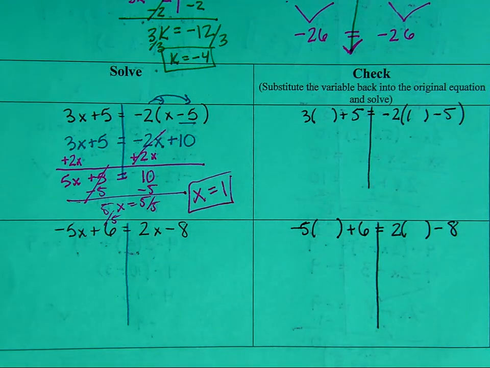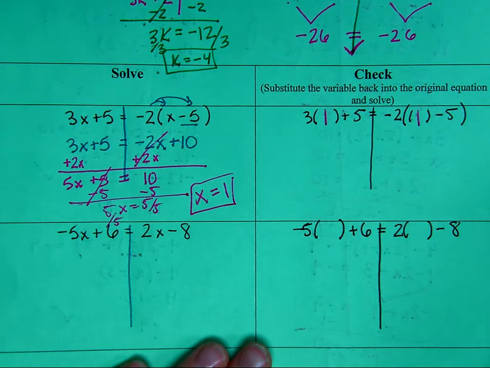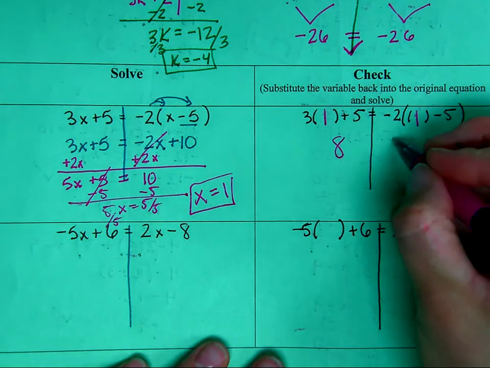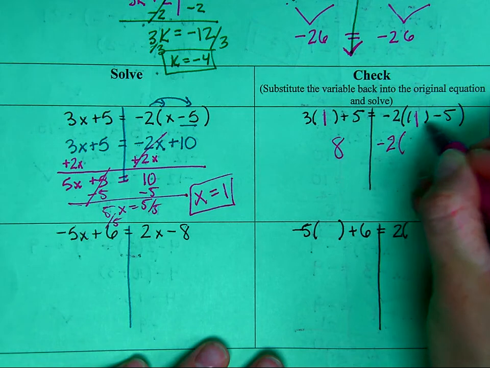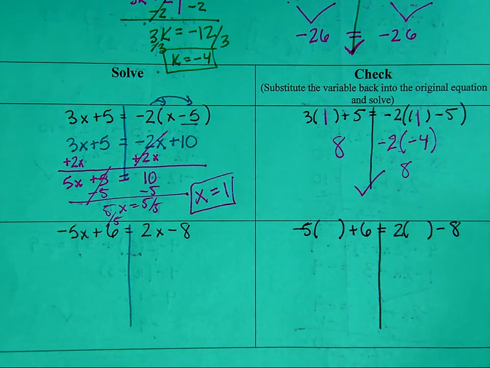Okay, so again, to check your answer, 1 goes in every place there's an x, and then we just follow the order of operations. So 3 plus 5 gives me 8. 1 minus 5 is negative 4, and then a negative times a negative gives me positive. So we've got the right answer there.